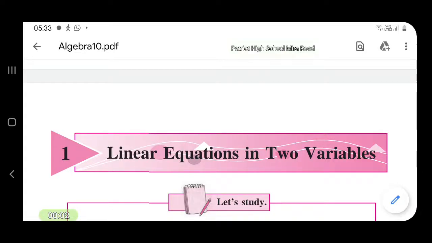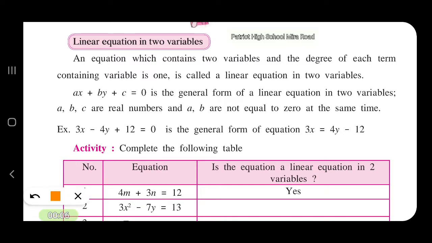Linear equations in two variables. Linear equation in two variables.